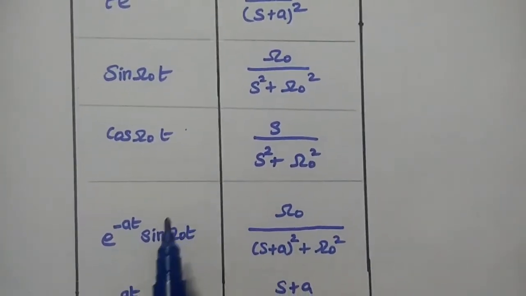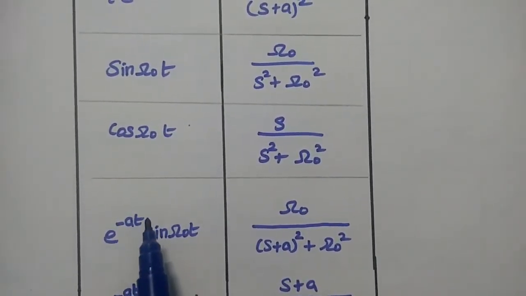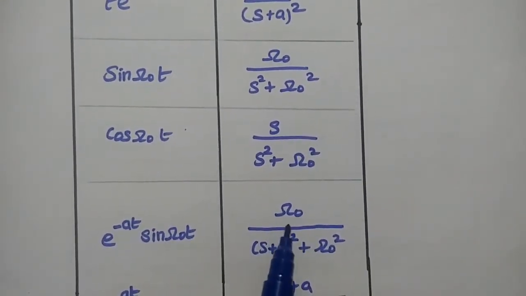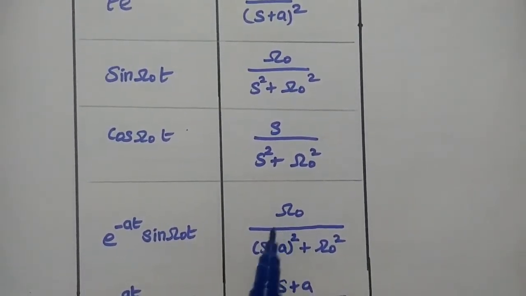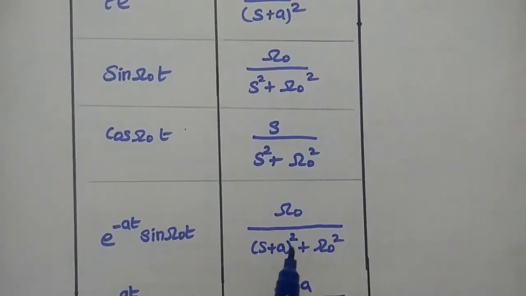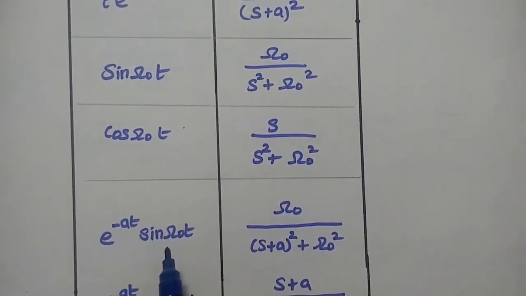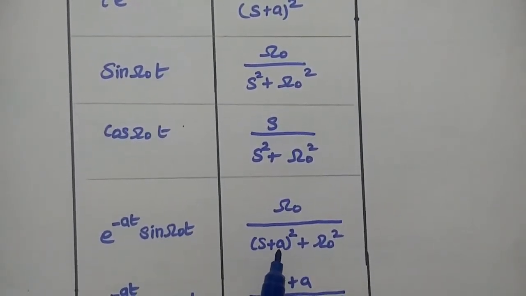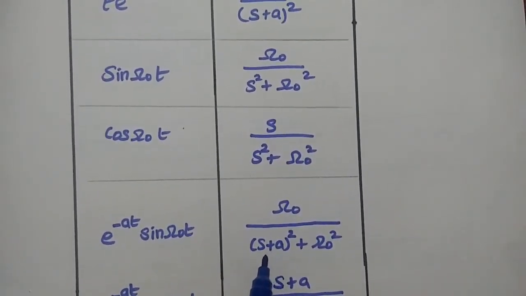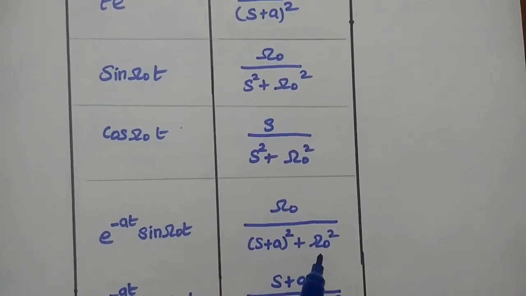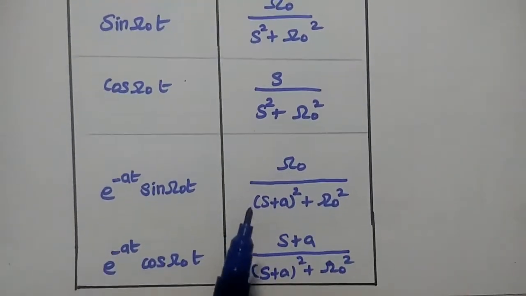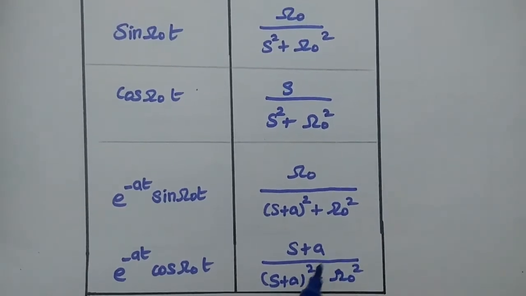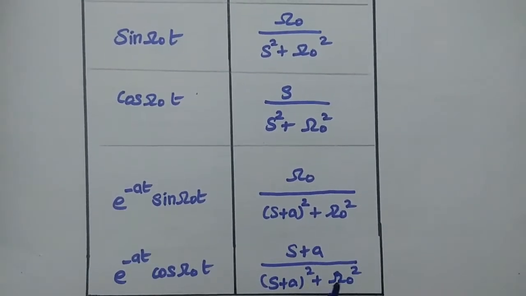Likewise, e power minus at sin omega naught t can be converted into its transform like this: omega naught divided by s plus a the whole square plus omega naught squared, because the sin omega naught t is multiplied with e power minus at. So we have to write in the denominator like this. Likewise, e power minus at cos omega naught t means s plus a divided by s plus a the whole square plus omega naught squared.